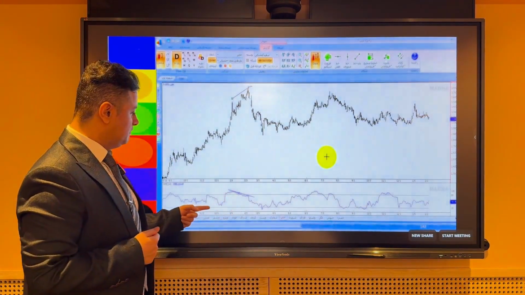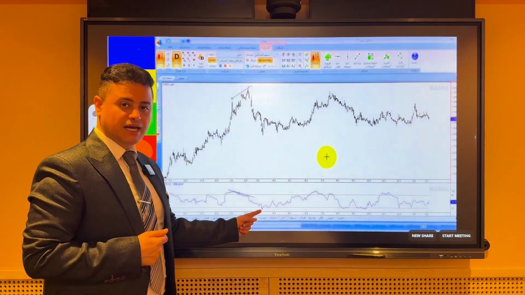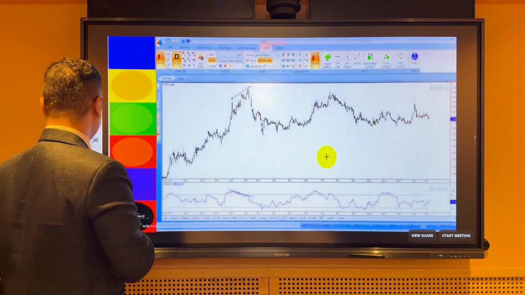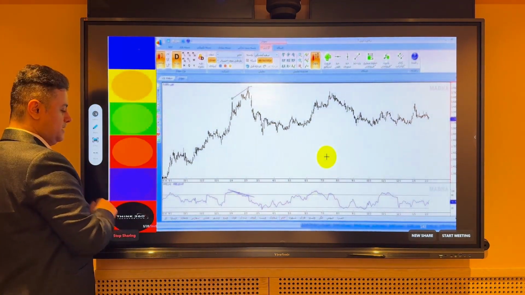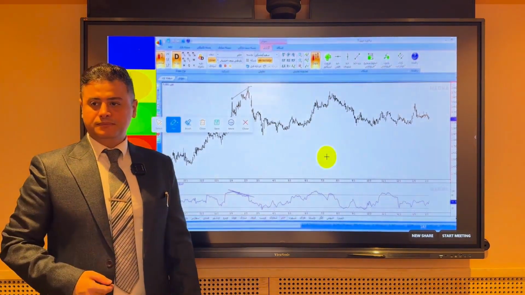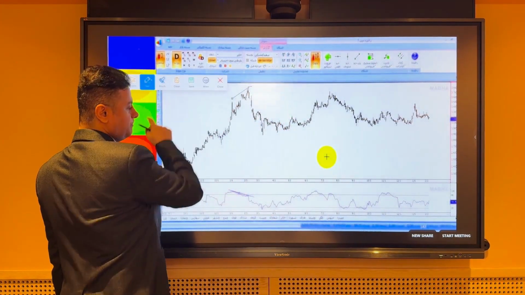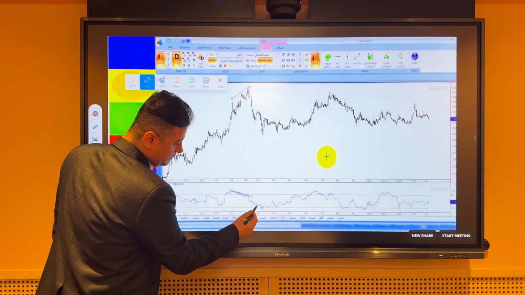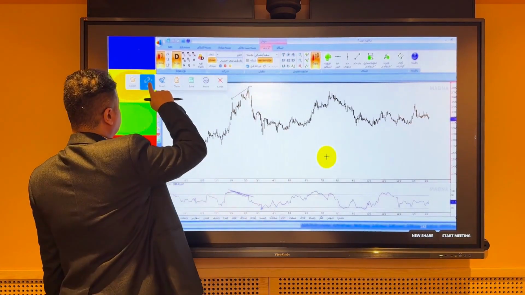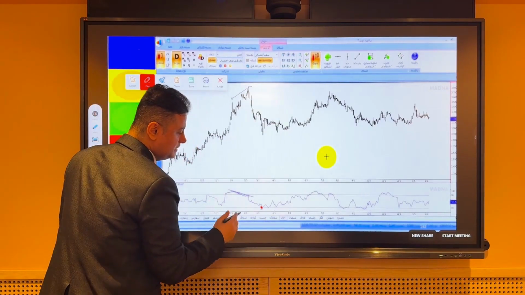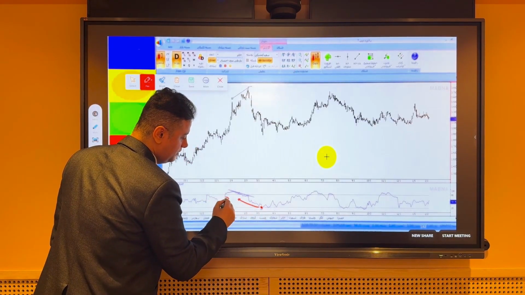That is, when the MFI crosses above the 20 line from below, this is a buy signal. Look, I can see a very strong buy signal in this area. Right exactly here, the MFI has crossed the 20 line from below at this specific point. This is a buy signal for me. It's a buying signal.